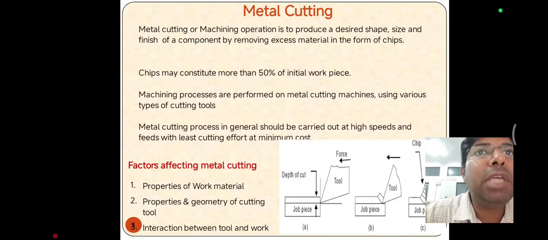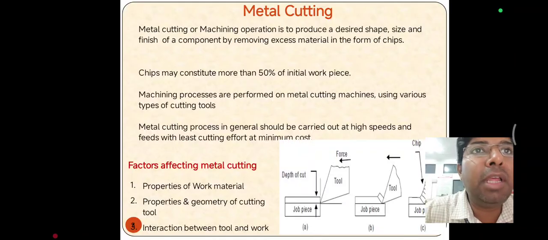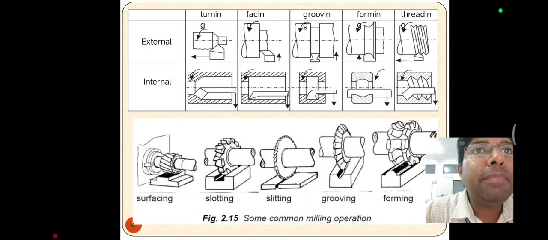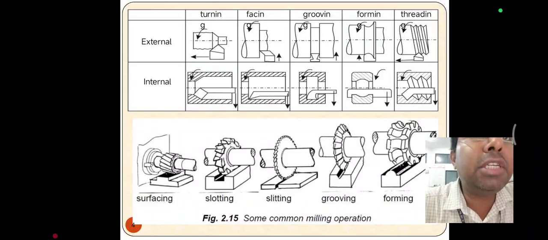Several factors influence how effectively we can cut metal. First, the properties of the work material itself: its hardness, ductility and thermal conductivity all play a role. Then the properties and the geometry of the cutting tool are crucial because they determine how smoothly and effectively the cut is made. Lastly, the interaction between the tool and the workpiece is vital. This includes considerations like cutting forces, heat generation and other factors.